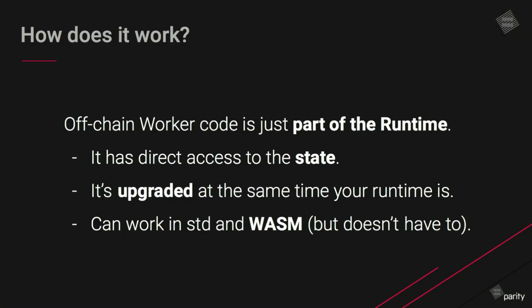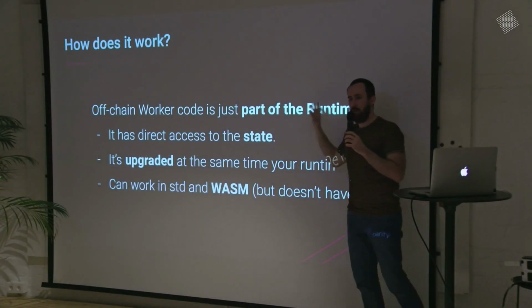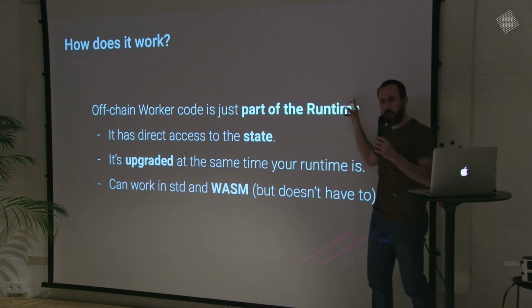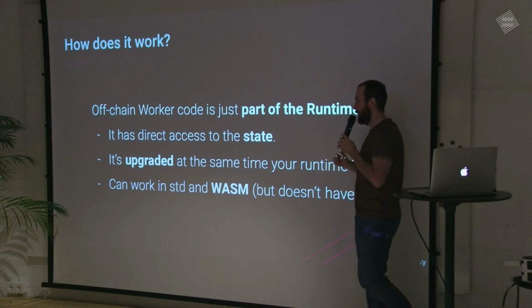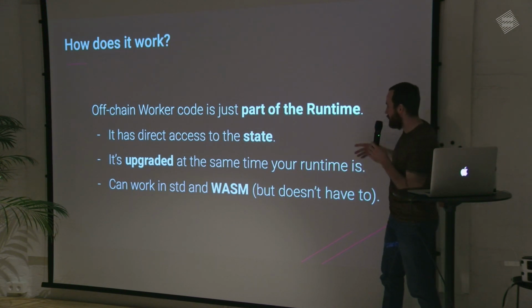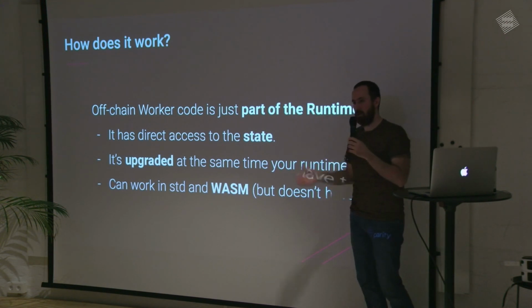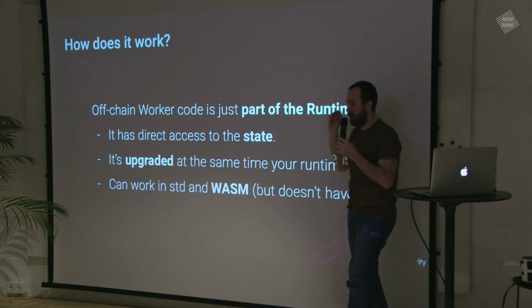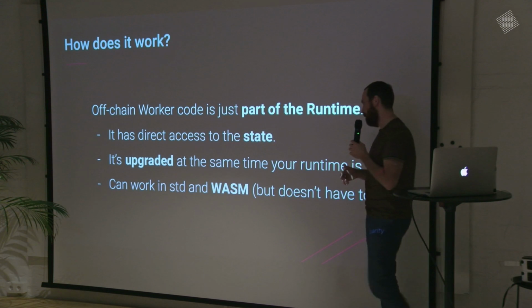Yeah, so as I said, off-chain worker code is just part of your runtime. So whenever you have a pallet that is part of your runtime, it can have an off-chain worker there as well. As a consequence, it has direct access to the state. You saw on the previous slide that I just called this average price function, and it returns some data that is just the state of the current block that the off-chain worker is running at. As a consequence of this, it's also upgraded at the same time your runtime is upgraded. So if you want to upgrade your off-chain worker code, you do a regular runtime upgrade, and every validator or every person that has opted in to off-chain workers will run the new version of the code right away.